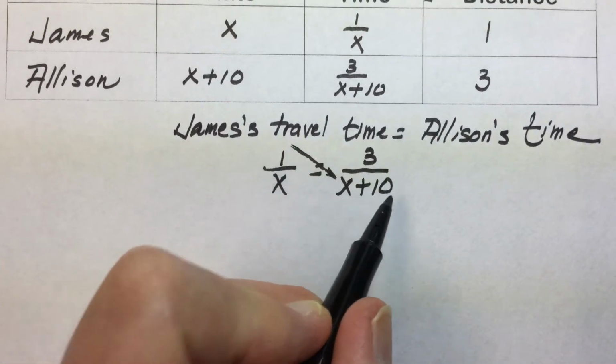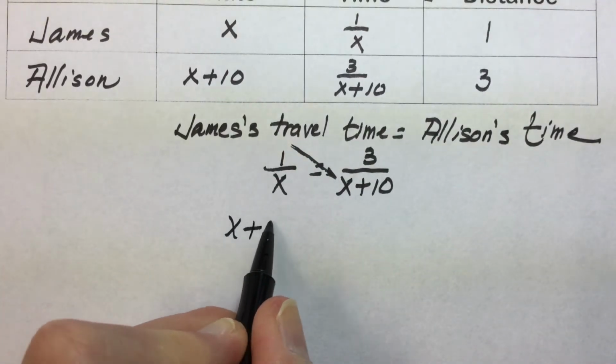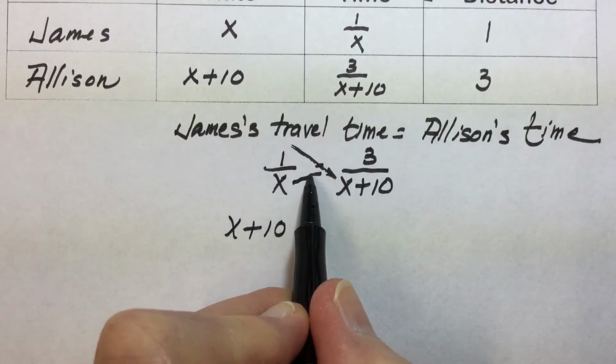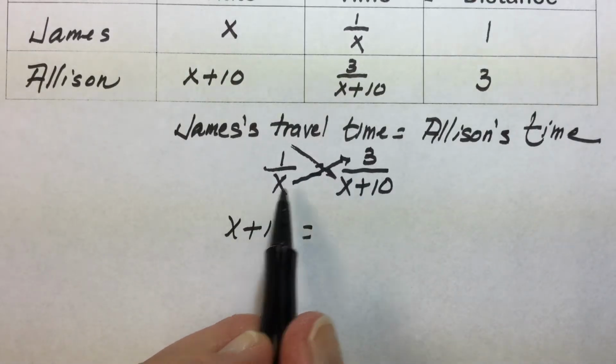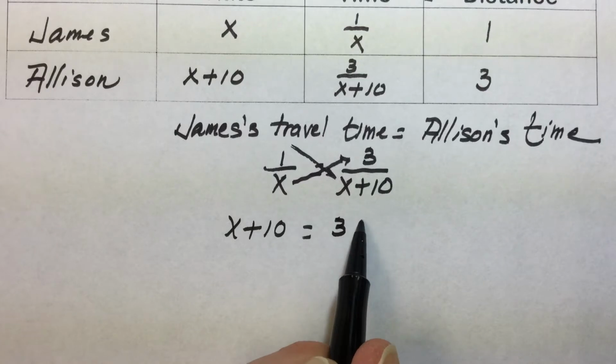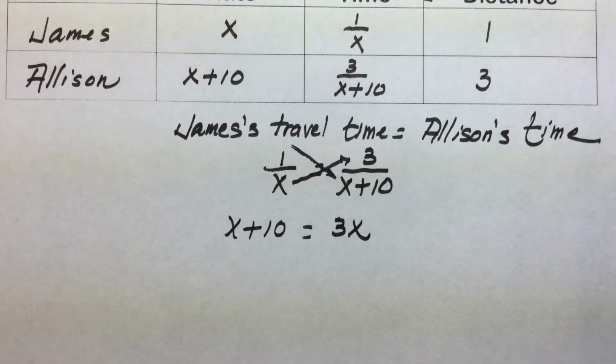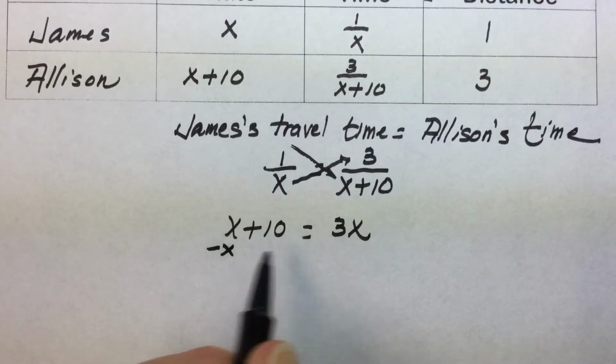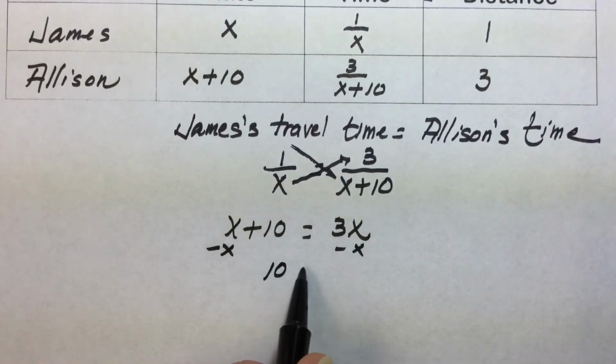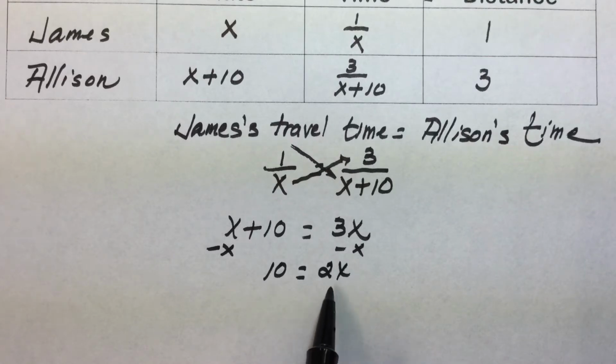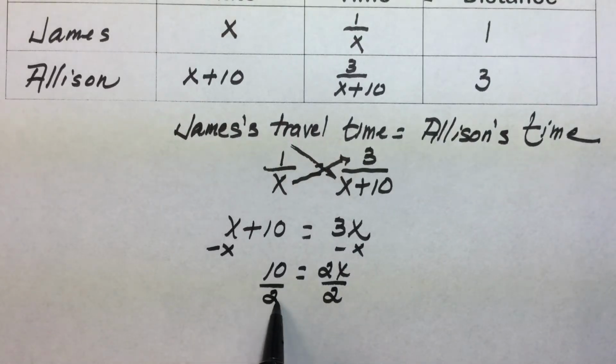So I'm going to take 1 times x plus 10, which is x plus 10, and set it equal to the product of the means. X times 3 will represent as 3x. By using cross multiplication, we've eliminated our rational equation. Now, to simplify and solve, subtract an x from each side, leaving 10 on the left and 2x. Dividing both sides by 2 leaves us with x is equal to 5.